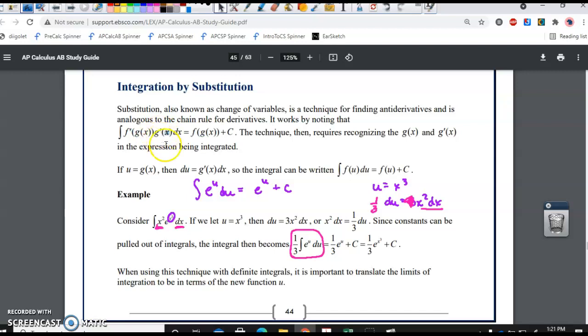Now, with the exception of maybe the numbers or the coefficients that would go with it, because we can always adjust coefficients by division. But in other words, since there's an x cubed here, there had to have been an x squared somewhere in the problem for us to be able to do this by u substitution.